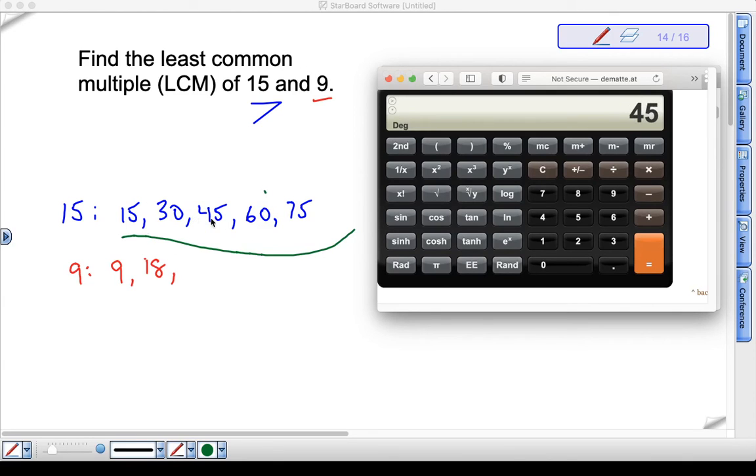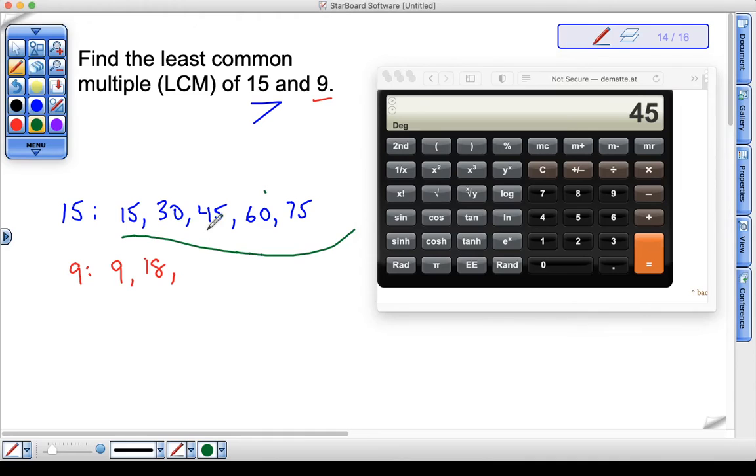45 is my first match. So if I were to keep counting over here, you don't have to write any of these down, but I would have had that 27, and I would have the 36, and the next number would have been a 45, which is what the calculator told us. So 45 is our first match, so that is the least of the common multiples that it has. So our LCM in this case, our answer would be 45. So I'd like you to try one on your own.